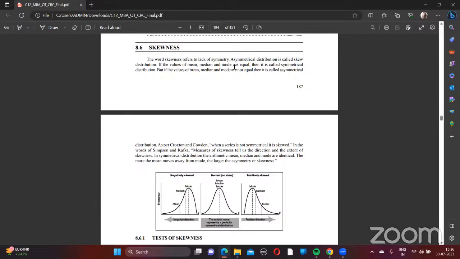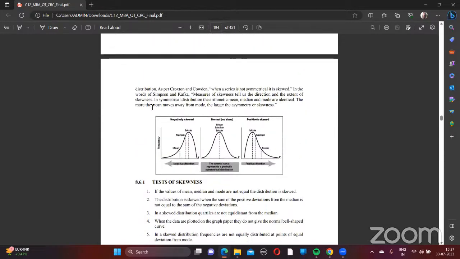If the values of mean, median, mode are equal, then it is called a symmetrical distribution. That is actually the point. But if the values of mean, median, mode are not equal, then it is called an asymmetrical distribution. As per Croxton and Cowden, when a series is not symmetrical, it is skewed. So how much it is skewed, whether positively or negatively skewed, can be found out by means of this. You can see the figure given below. Everything is there in your material once you go through it.